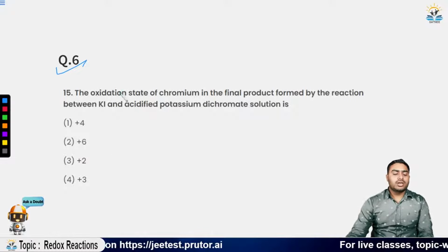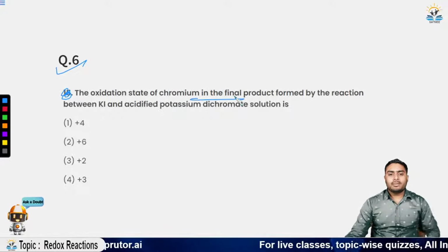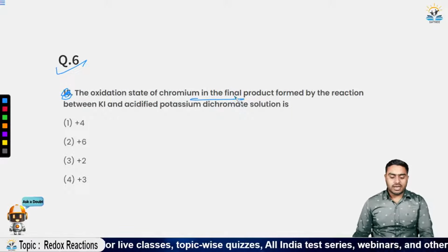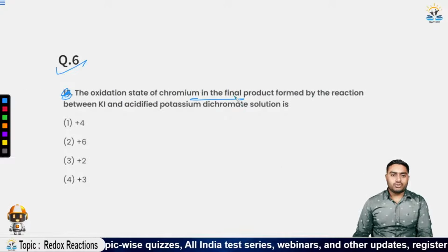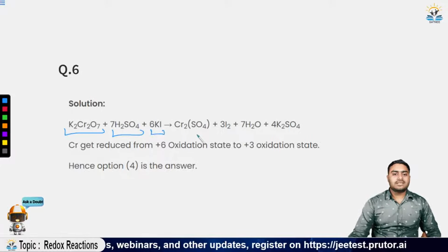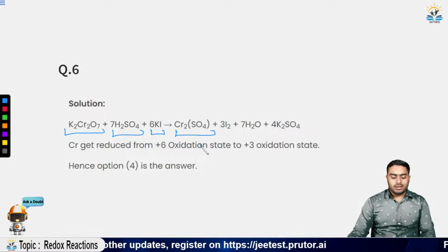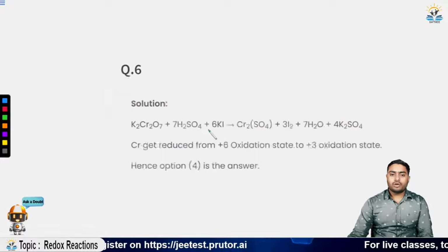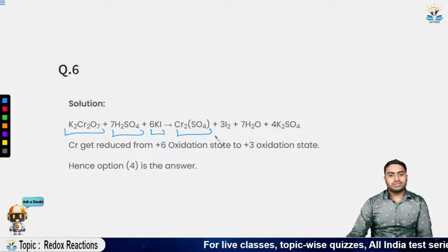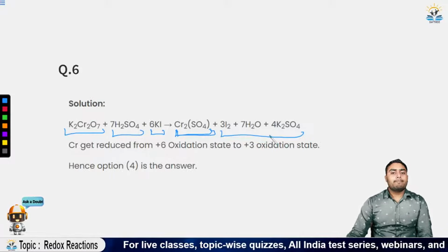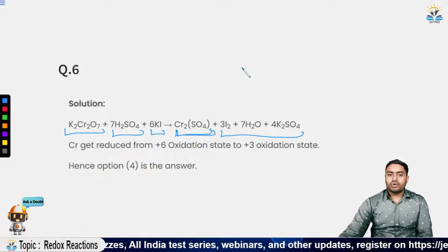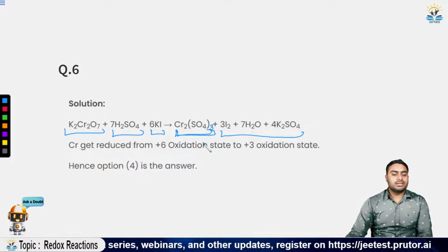Question number 6. The oxidation state of chromium in the final product formed by the reaction between KI and acidified potassium dichromate solution is what? You can see the reaction: potassium dichromate K2Cr2O7 plus 7H2SO4 plus 6KI potassium iodide gives Cr2(SO4)3 plus 3I2 plus 7H2O plus K2SO4.